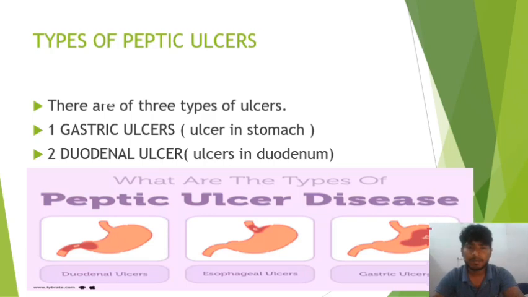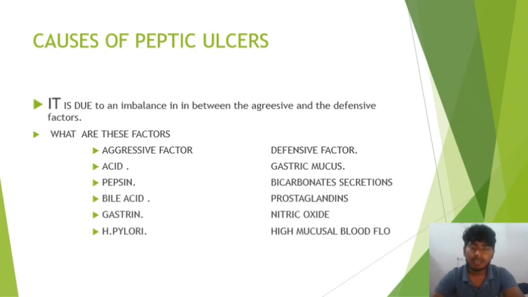Okay, next let's see causes of peptic ulcer. Actually, why does peptic ulcer occur in our stomach and what is the problem behind it? Okay, let us understand the main cause of peptic ulcer. It is due to an imbalance between aggressive and defensive factors. There are two types of factors in our stomach system. One is the aggressive factor and the second is the defensive factor.